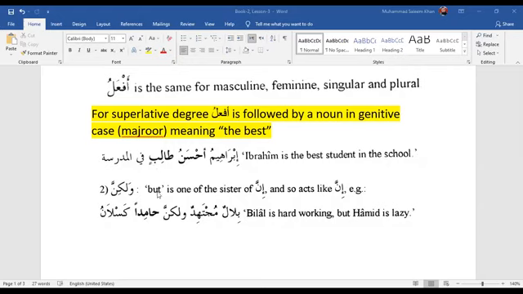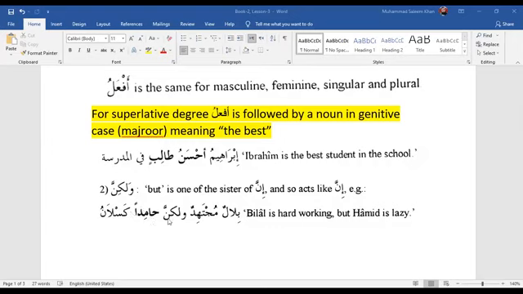Walakinna, it is from the sisters of inna, and we know that the noun after inna, the subject will be mansub and the khabar will be the same as it is. And the noun will be called ismu inna and the khabar will be called khabaru inna. Similarly, walakinna, so the subject will be called ismu walakinna and khabar will be called khabaru walakinna. So as we can see here, Bilalun mujtahidun walakinna hamidan kaslanu. Bilal is hardworking, but Hamid is lazy. So why Hamidan is mansub here? What's the reason?